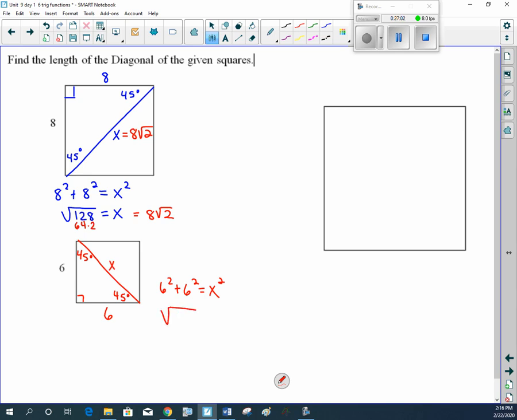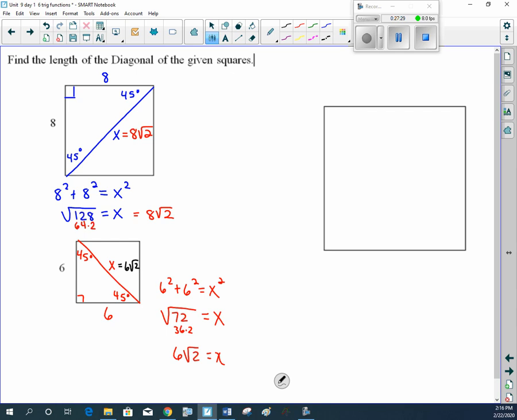And that's going to turn out to be the square root of 72. And that breaks down to 36 times 2, since I had two 36s that I added together. So that turns out to be 6 root 2 equals the hypotenuse. So hopefully you're starting to see a pattern here, that it wouldn't matter what my side is. I can always figure out what the diagonal is.